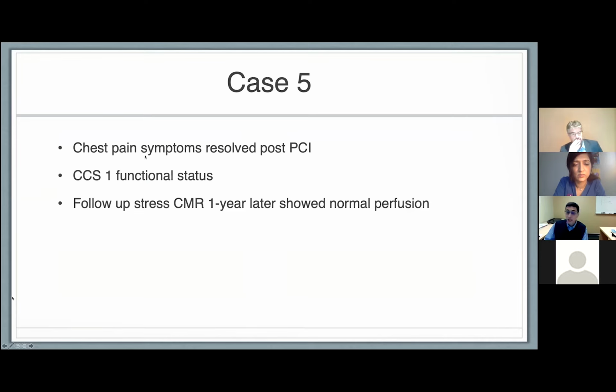The patient's chest pain symptoms completely resolved post-percutaneous coronary intervention. She developed CCS class 1 functional status, and a follow-up stress CMR at 1 year demonstrated completely normal myocardial perfusion.